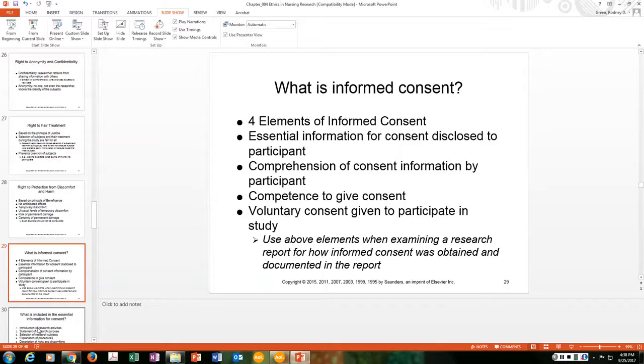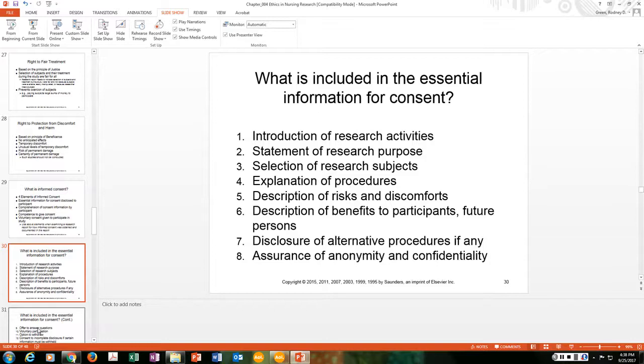I urge you to use these elements when you are examining a research report for how informed consent was obtained and documented in the report. So, was essential information conveyed? Was there an attempt to determine the comprehension of the consent information by the participant? Was the person competent to give consent, and was it voluntary? What is included in the essential information for consent?